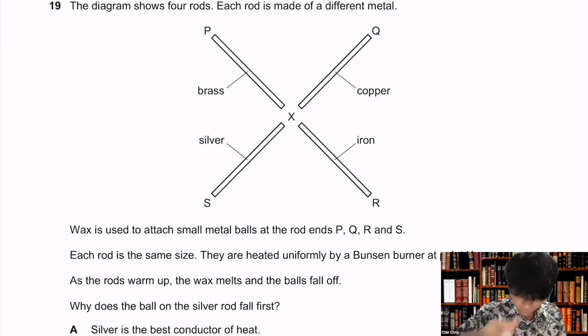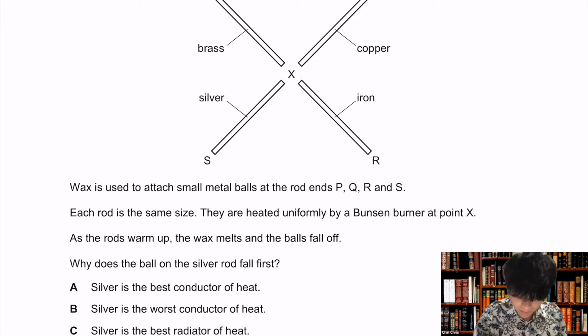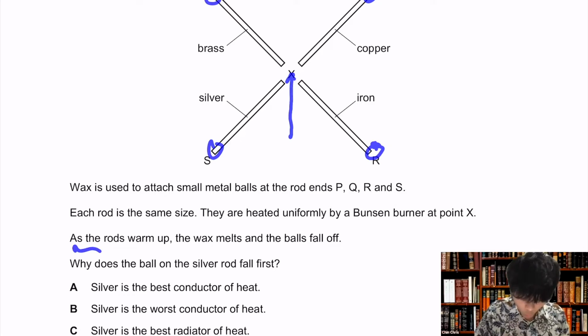Question 19. The diagram shows four rods. Each rod is made of a different metal. Wax is attached, P, Q, R, X. So imagine you put a wax here. Each rod has the same size. They are heated uniformly in the center. As the rod warms up, the wax melts and the ball falls off.